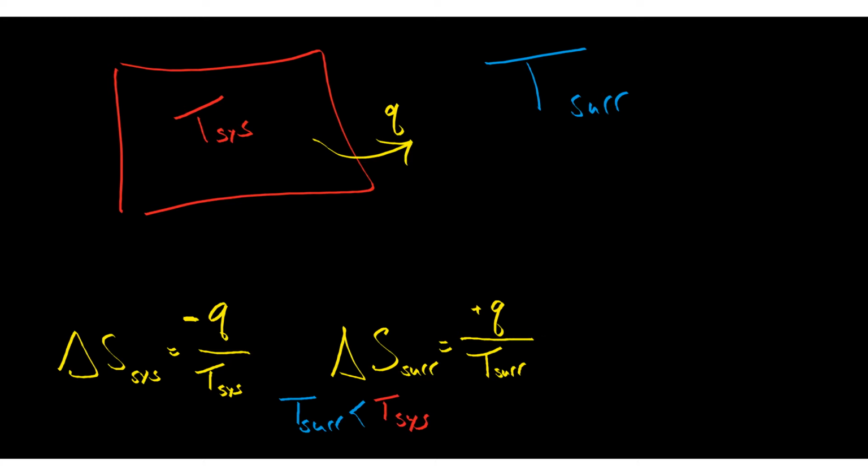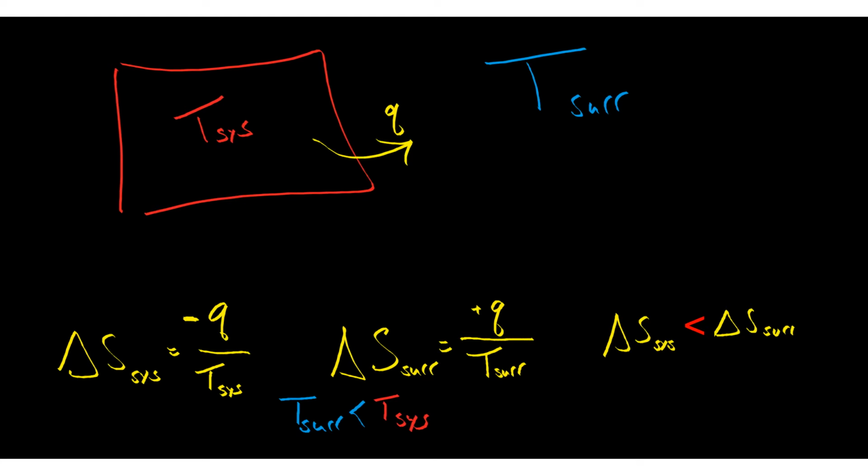If you remember your math, when you divide by a smaller number, the answer is bigger. 4 divided by 2 is bigger than 4 divided by 3. So Q divided by the larger temperature of the system is going to be smaller. So the change in entropy of the system, oh dear, this is backwards. Well, I can fix it. Boom, it's fixed. So delta S of the system is less than delta S of the surroundings.